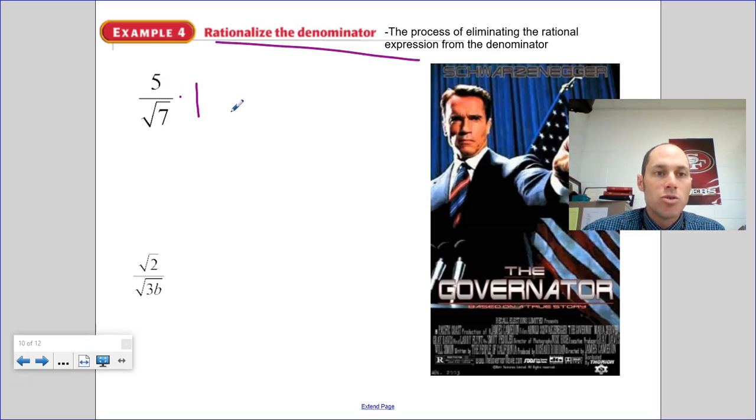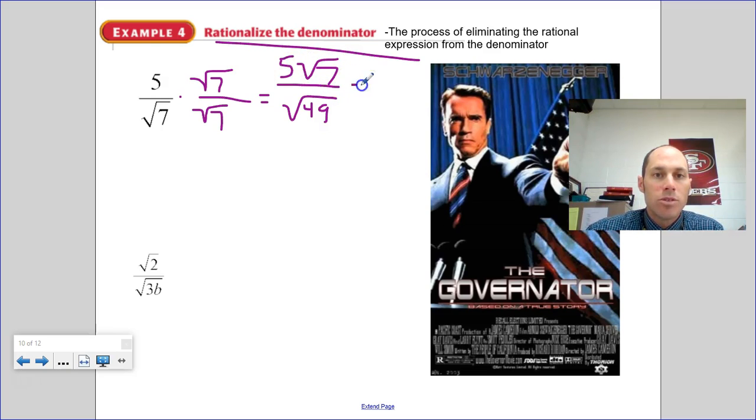So let's change 1. Let's use 1 as square root of 7 over square root of 7, because square root of 7 divided by square root of 7 is 1. We're really multiplying by 1. We're not changing anything. But the neat trick about this is what happens now that we're multiplying: square root of 7 times square root of 7, we get square root of 49 on the bottom. And we'll find out what happens when we have square root of 49. And on the top we have 5 times square root of 7.